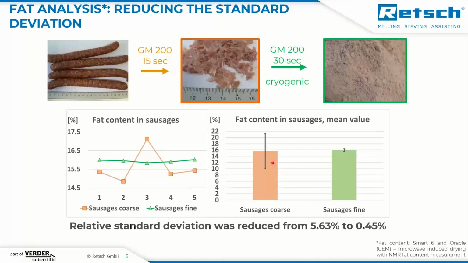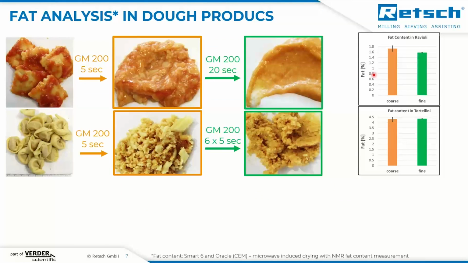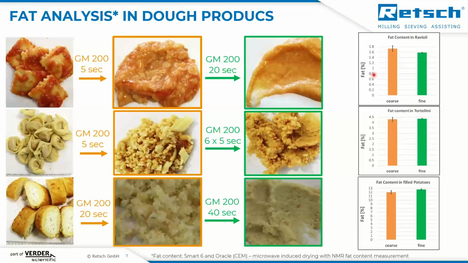And with just one grinding step, maybe the sample is not finely ground or not enough. And yeah, it's up to you to decide if this is okay. I think not. Really reliable results are just achieved with the finely ground sample with the fine grinding step. And we see this also for a lot of application examples in Duff products. Here, this tortellini, ravioli, or these filled potatoes.